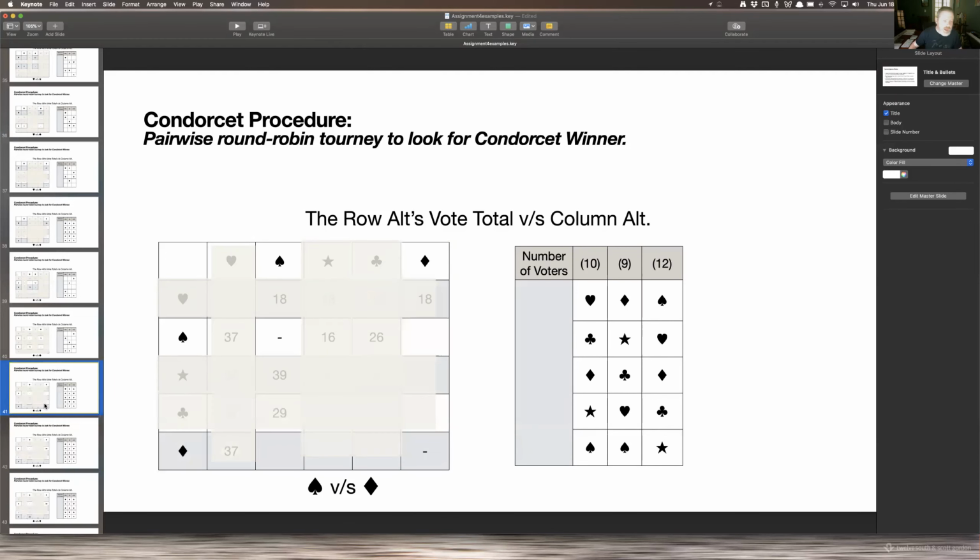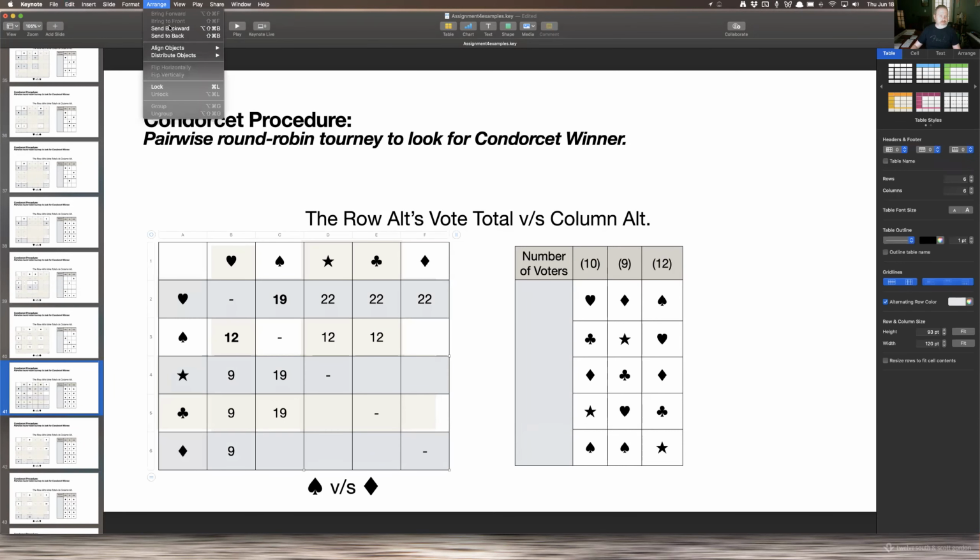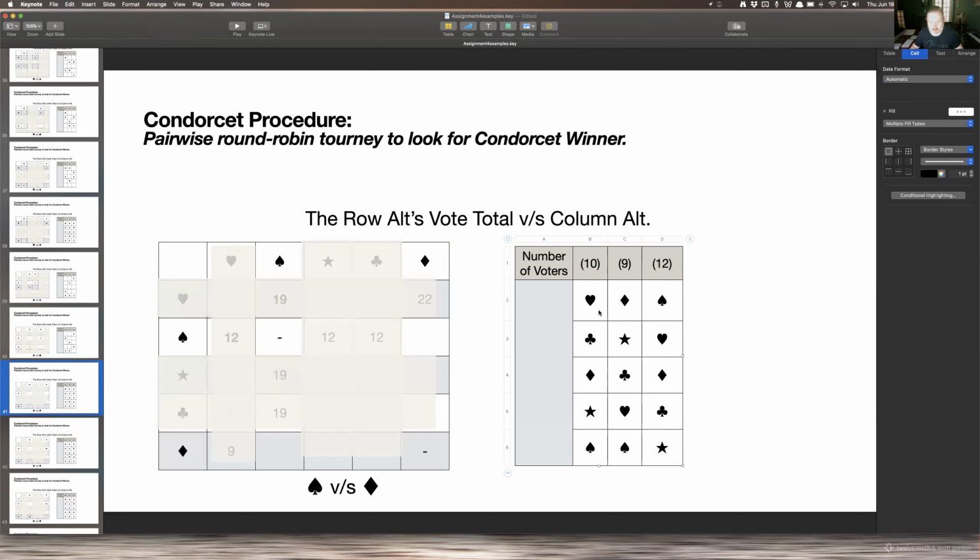Now we have spades against diamonds. Let's get rid of everything that is not a spade or a diamond. All right. Diamonds is going to get 19 here. These two rank diamonds higher than spades. And remember, the vote total goes on the row, not the column, in terms of the pairwise comparison. So spades versus diamonds gets 12.